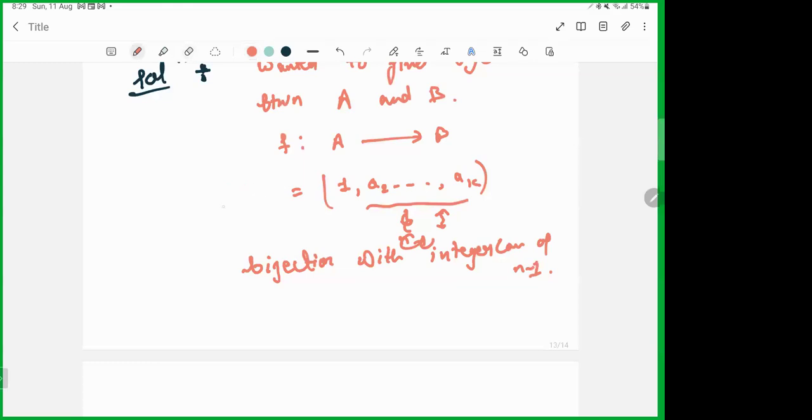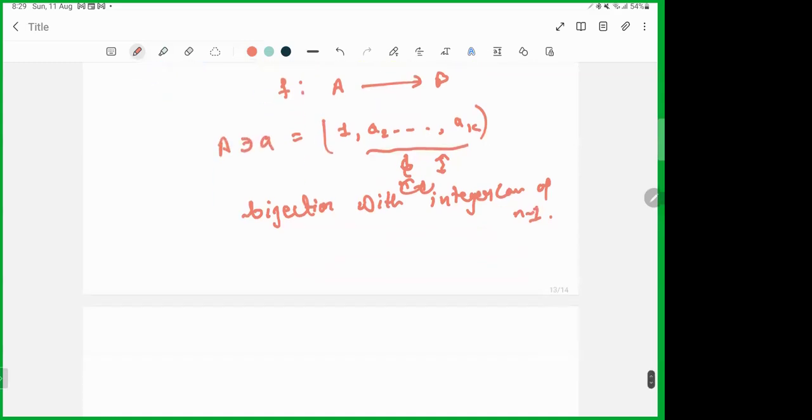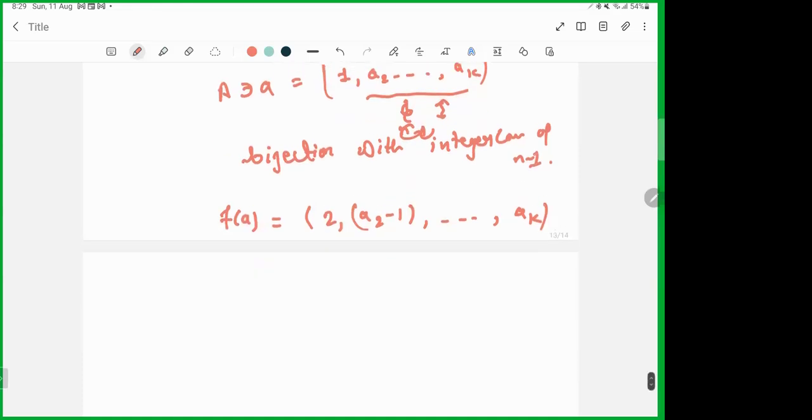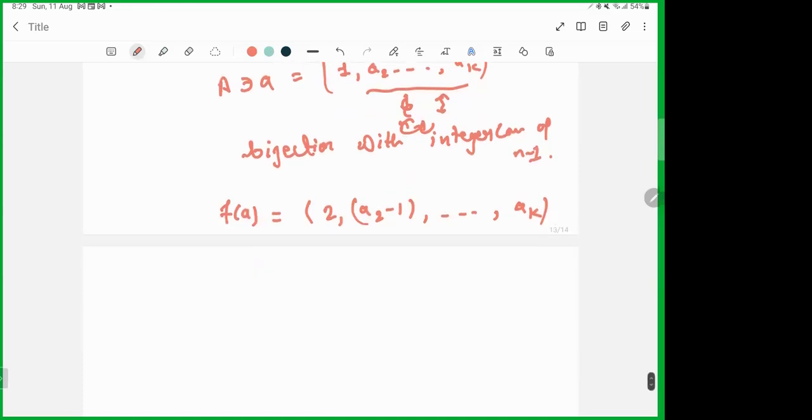So A is of this form. He is saying to add to the first part, so define f of A in this way: f of A is 2, comma, a2 minus 1, and so on. This is what you are saying, no? Yes. Now what is its inverse image? Why is this a bijection?